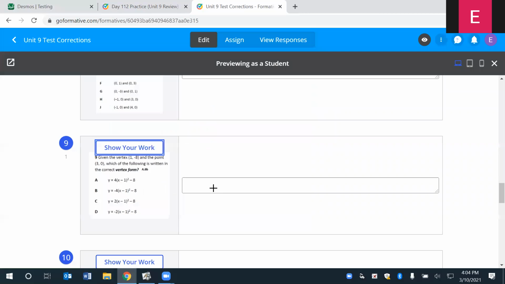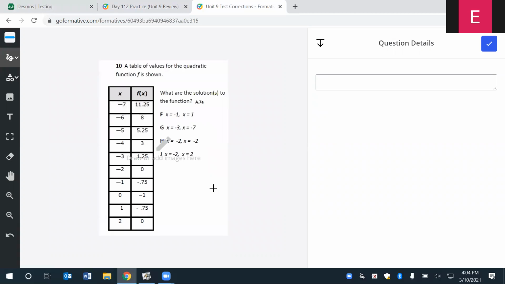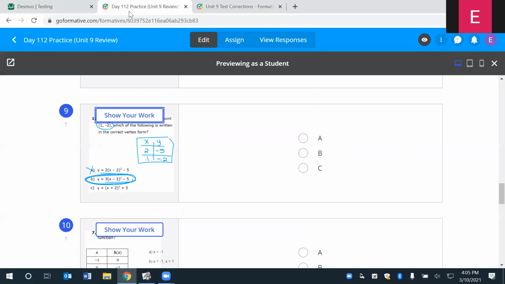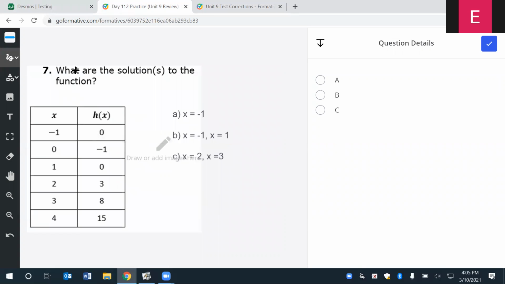Right, next one is number 10. So number 10 on your test is a table, and it says, what are the solutions? So I'm not gonna do that one, I'm gonna give you the answer. I'm gonna do the one from the review. So number 10 from your review was very similar. What are the solutions? And it's showing you a table. So what you had to remember here is that solutions are your x-intercepts.